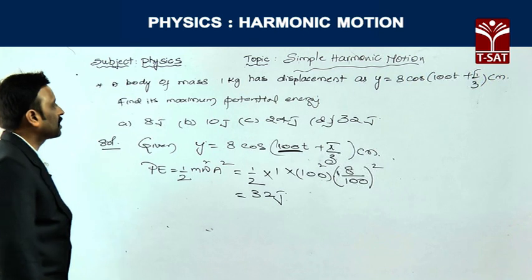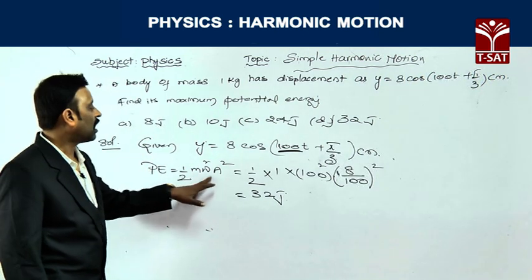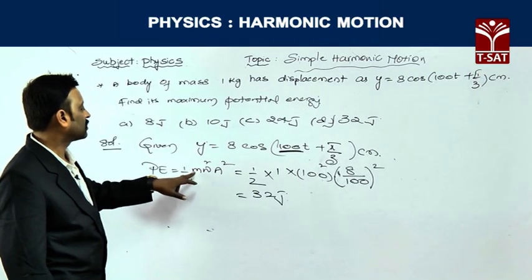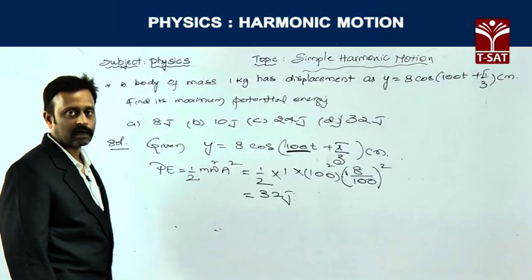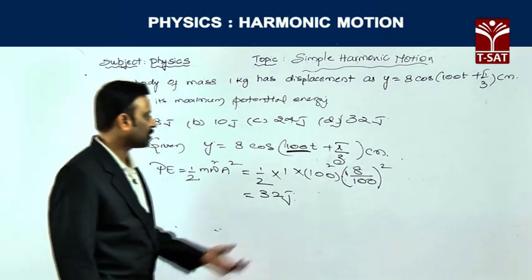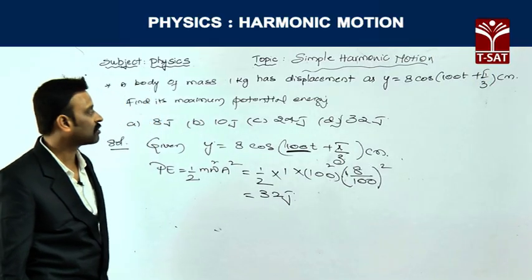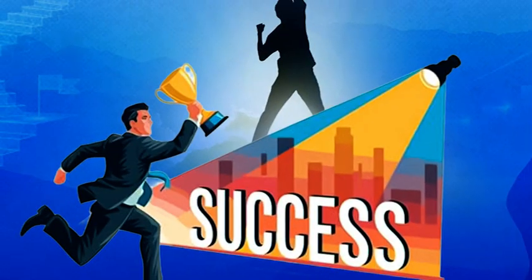As you are asked to calculate maximum potential energy, the formula for maximum potential energy is half m omega square a square. By substituting the given data, mass, angular velocity and amplitude in this relation, and doing the simplification, you are getting the answer as 32 joules. So, according to the given options, the fourth option is correct one.